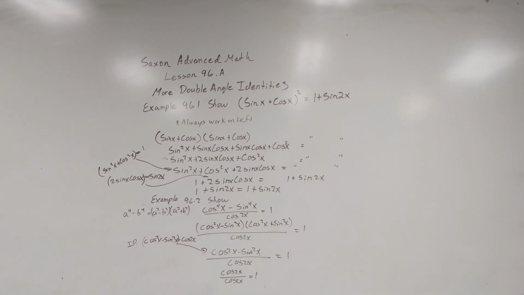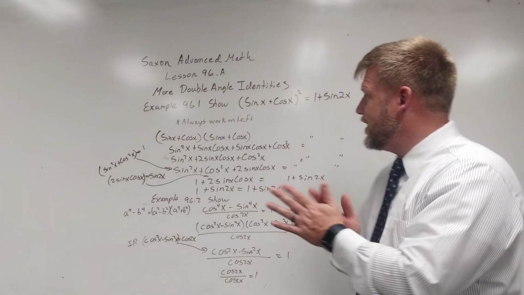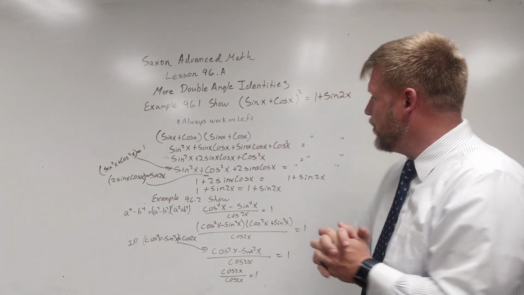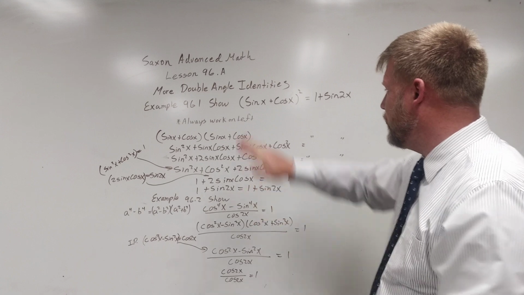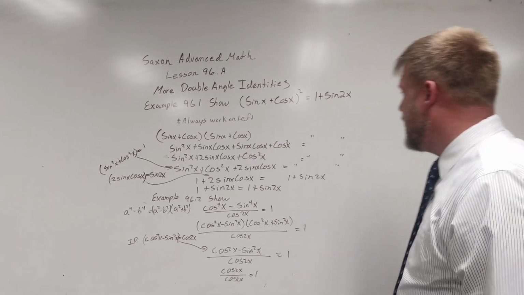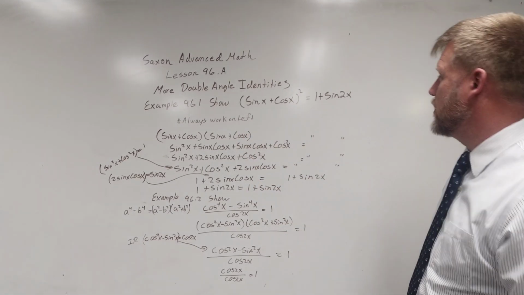This is Saxon Advanced Math, lesson 96A. This is more double angle identities. So we're going to jump right in with an example here. This is example 96.1. Show that (sine x plus cosine x) squared equals 1 plus sine of 2x.